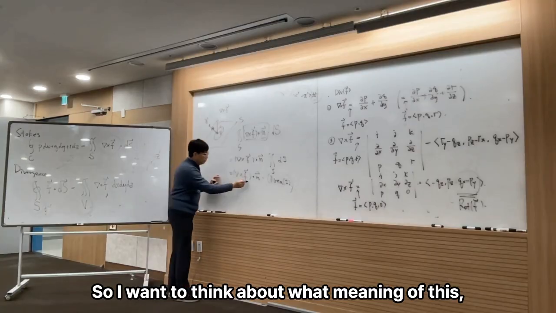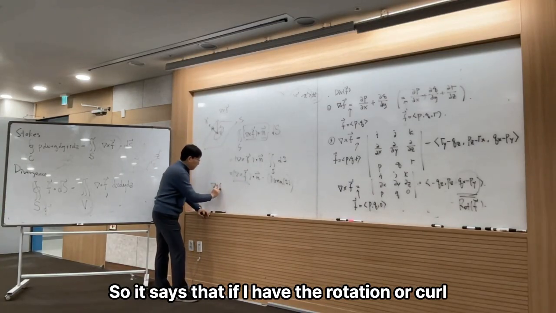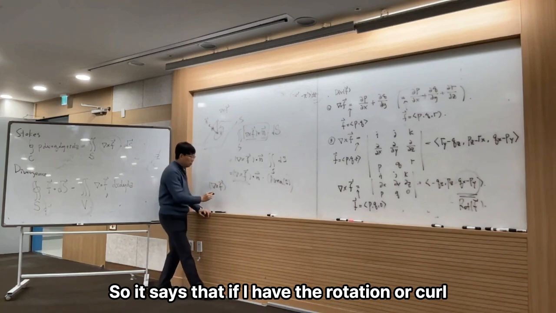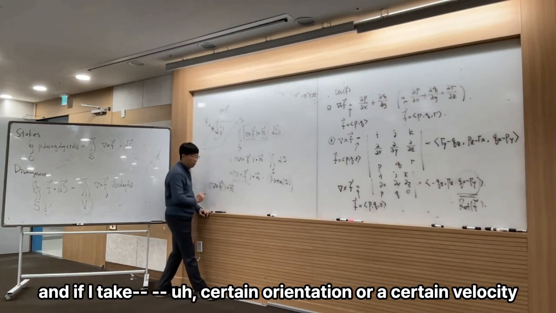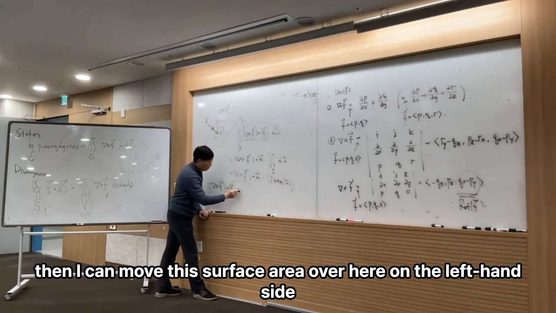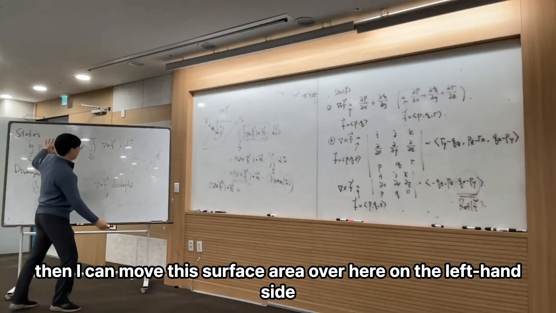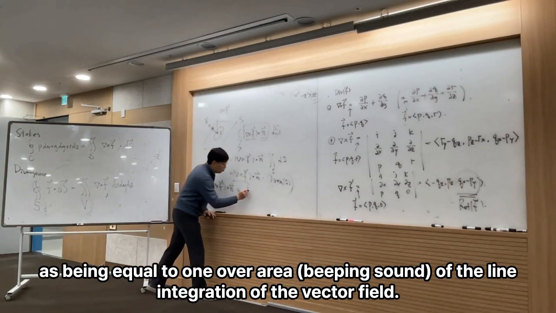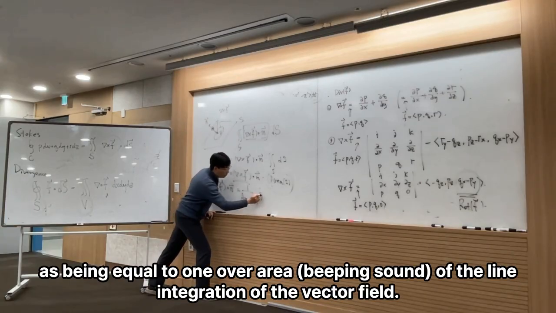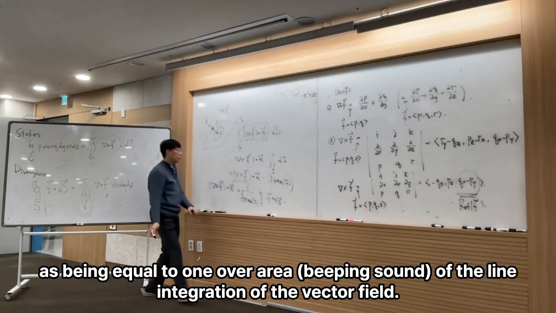I want to think about the meaning of this. It says that if I have the rotation or curl, and I take a certain orientation, a certain vector in the perpendicular direction of the surface, then I can move the surface area over to the left-hand side. It has to be equal to one over the area times the line integration of the vector field, right?